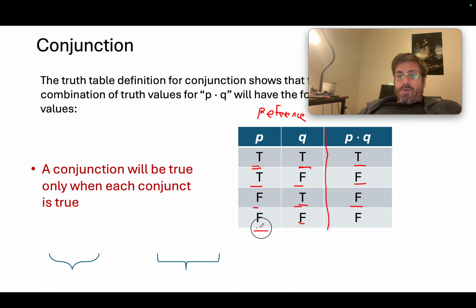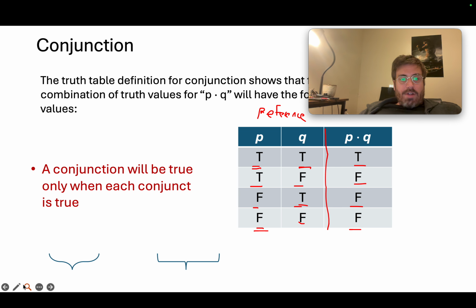And finally, for the fourth row, I have two false values, a false P and a false Q. So because we have no true conjuncts for the fourth row of dot, we know that dot is false. So dot is only going to be true on the first row, where we have two true conjuncts. So it is only true in one instance.